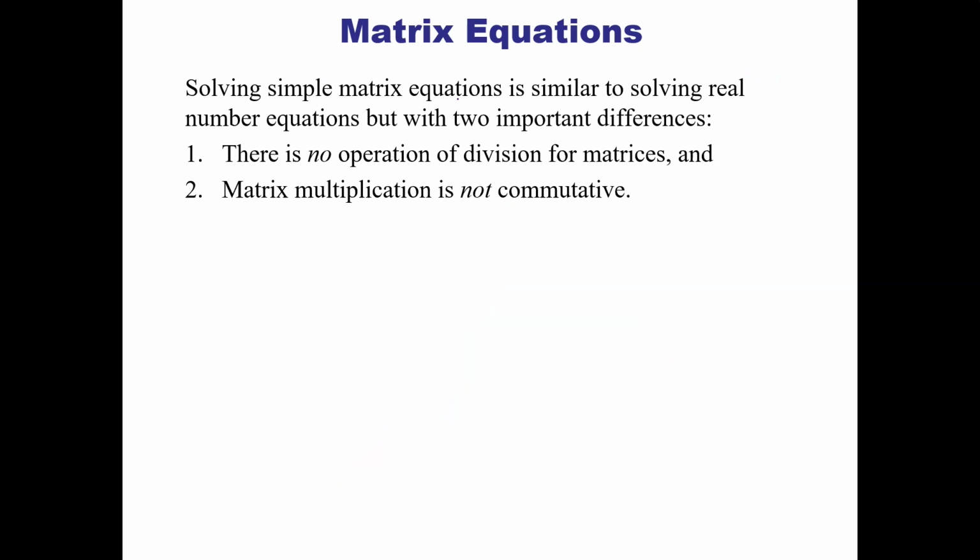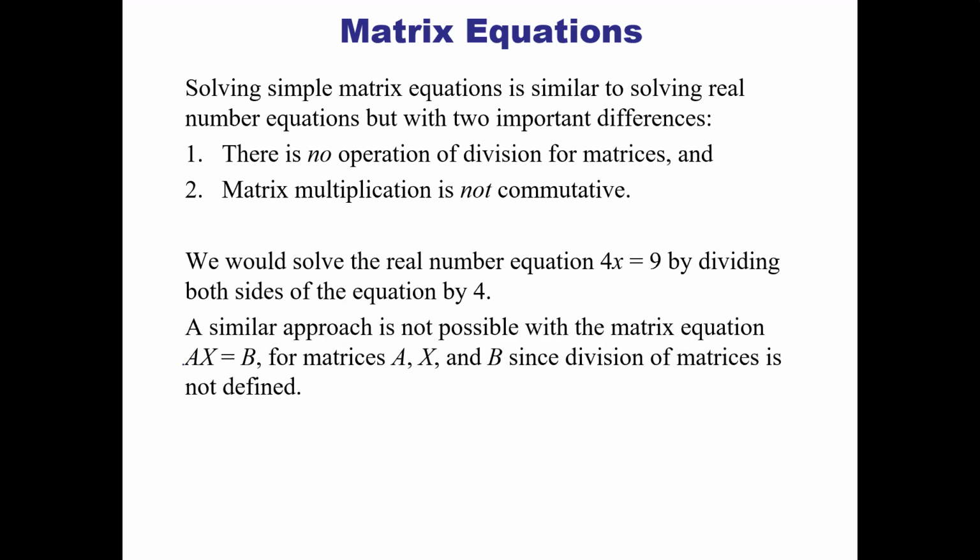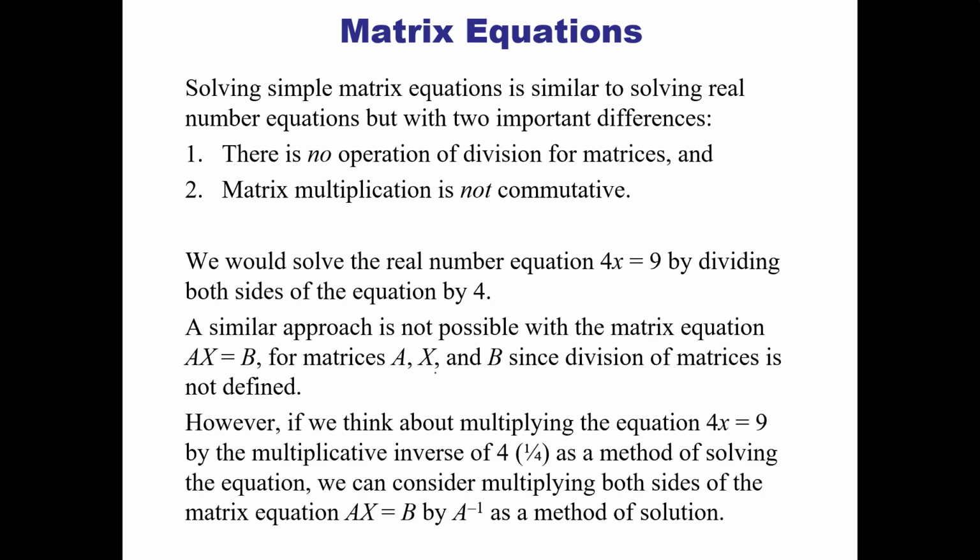Because remember, if we have a 2 by 3 and another one that's a 3 by 4, you can't switch those around. Now, we would solve the real number equation 4x equals 9 by dividing both sides of the equation by 4, and that would give us 9/4. A similar approach is not possible with matrices, because we have AX equals B, with matrices A, B, and X, and division is not defined. So we have to think about what else we could do.